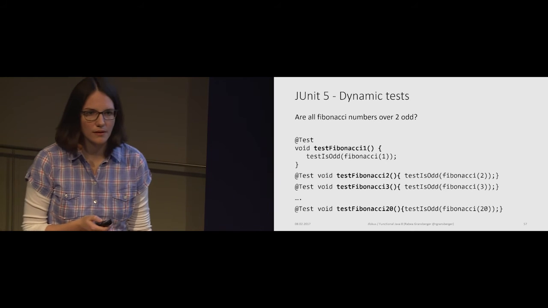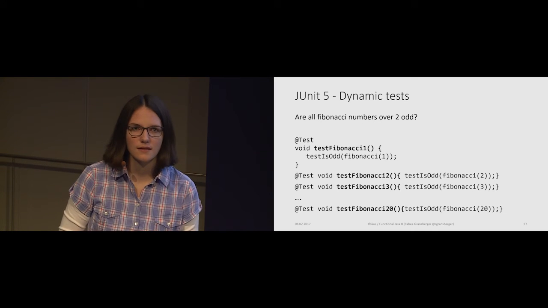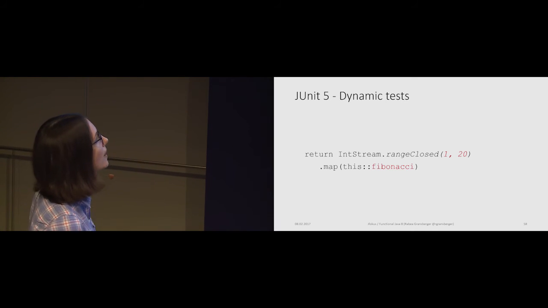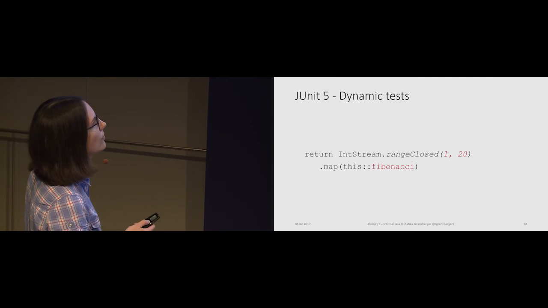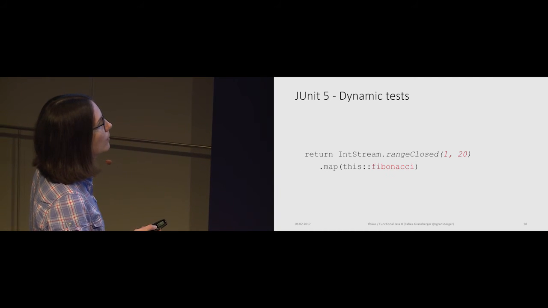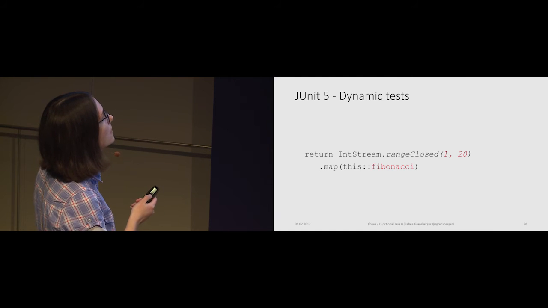It's not really readable. Nobody wants to read it. Nobody wants to write it. So with JUnit 5, we can now do something like that. So for all Fibonacci numbers from 1 to 20, we just create an IntStream.